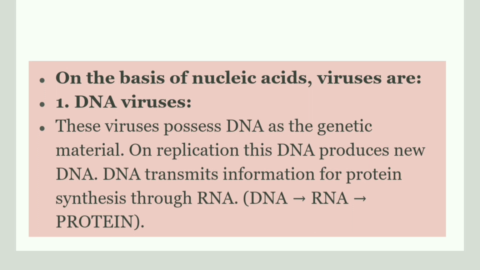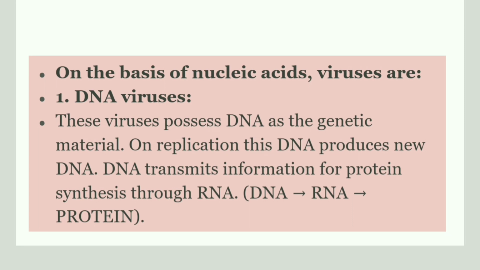On the basis of nucleic acid, viruses are also divided. First is the DNA virus. DNA viruses are the viruses which have DNA as the genetic material. On its replication, it produces DNA, so new DNA is produced from DNA itself. The information for protein synthesis is transmitted through an RNA. So the route is DNA to RNA to protein.